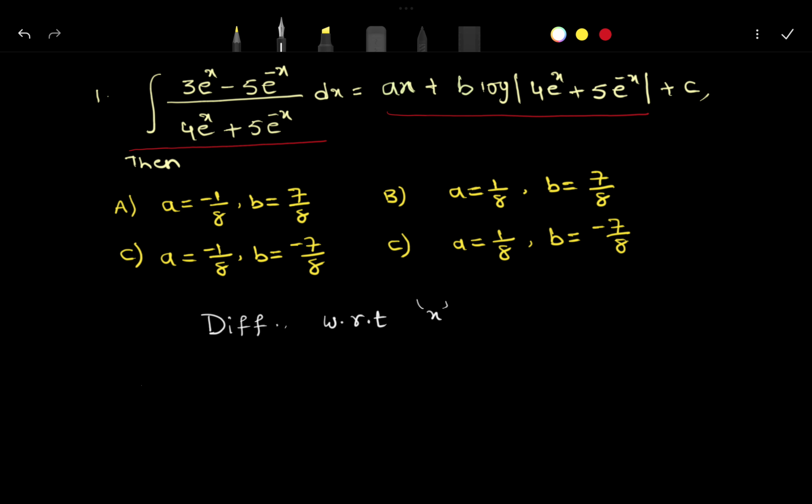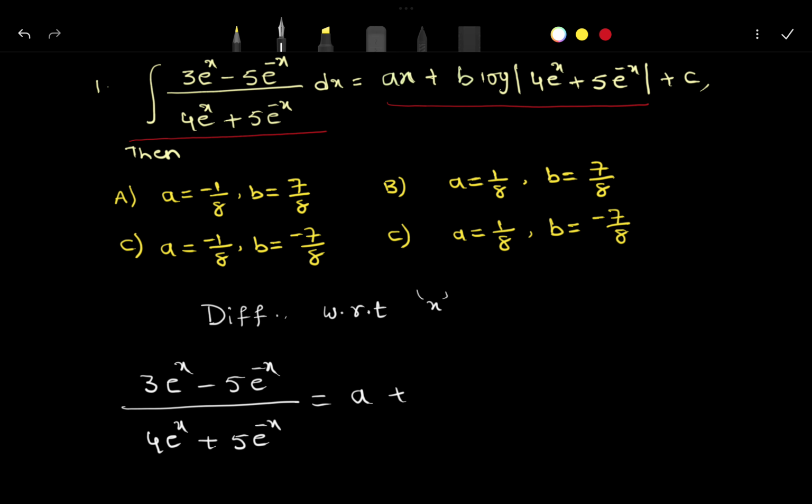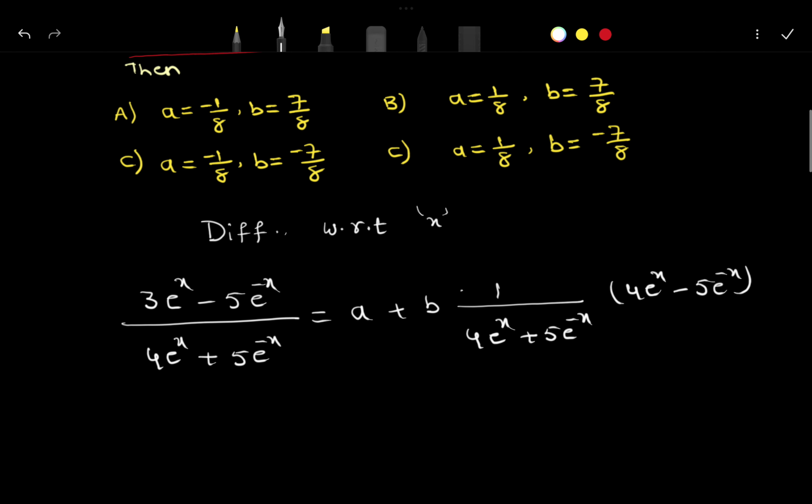If you differentiate with respect to x on both sides, then we get (3e^x − 5e^(−x)) / (4e^x + 5e^(−x)) = a + b times the derivative of log(4e^x + 5e^(−x)), that is b into 1 divided by (4e^x + 5e^(−x)), into the derivative of (4e^x − 5e^(−x)). Now you take the LCM.